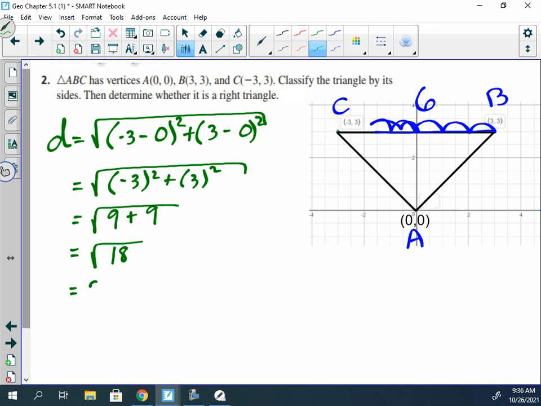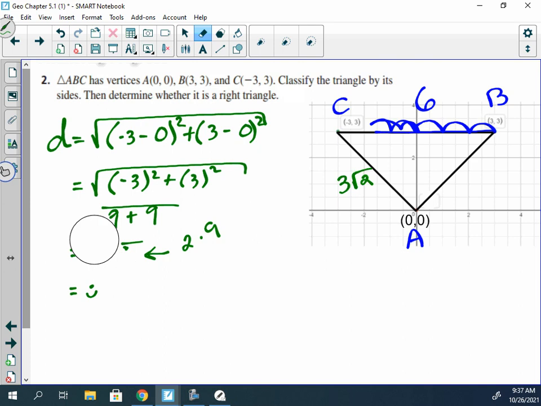9 plus 9 is 18, and if we reduce the radical, we will get 3 square root of 2. Any questions on how we got this here? Well, square root of 18, well, 18 is the same as 2 times 9. Well, what's the square root of 9? 3. It comes out. We can't take the square root of 2, so it stays inside the radical. Questions on this here?